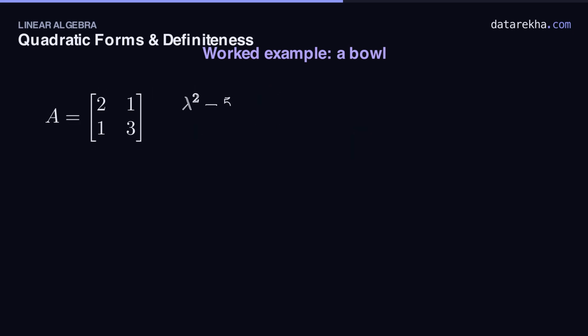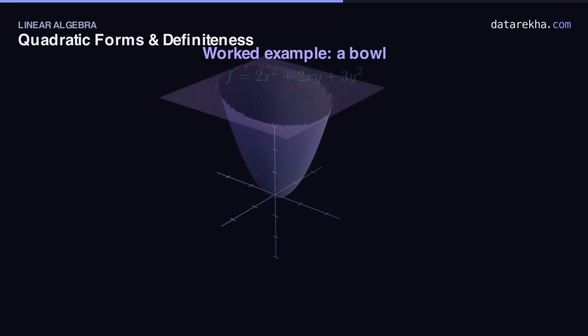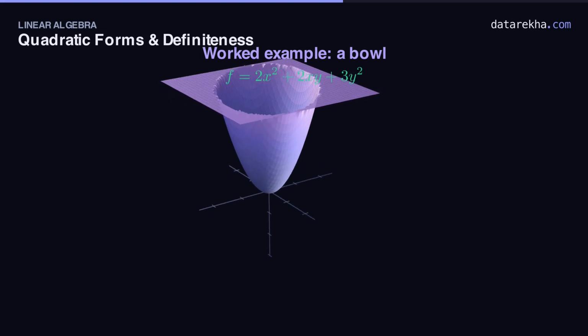Let's confirm it the eigenvalue way. The trace is 5, the determinant is 5, so the characteristic equation is lambda squared minus 5 lambda plus 5. The quadratic formula gives 5 plus or minus root 5 over 2, about 3.62 and 1.38. Both strictly positive, positive definite. The two tests agree. And here is the surface it draws. 2x squared plus 2xy plus 3y squared. A genuine bowl curving upward everywhere. Exactly what positive definite promised.